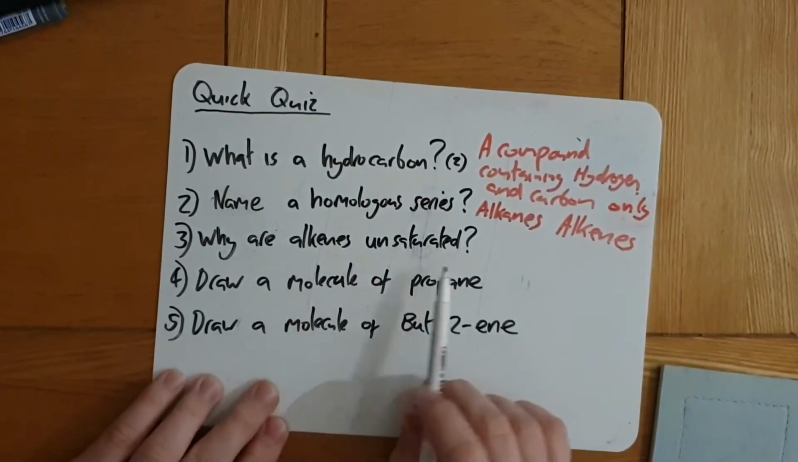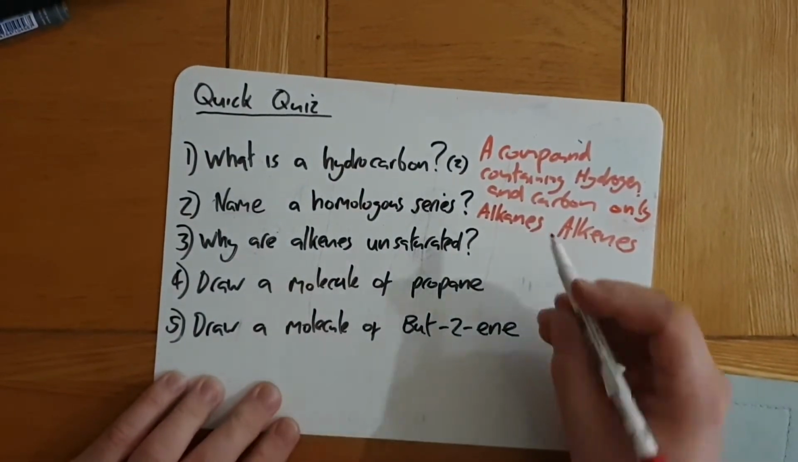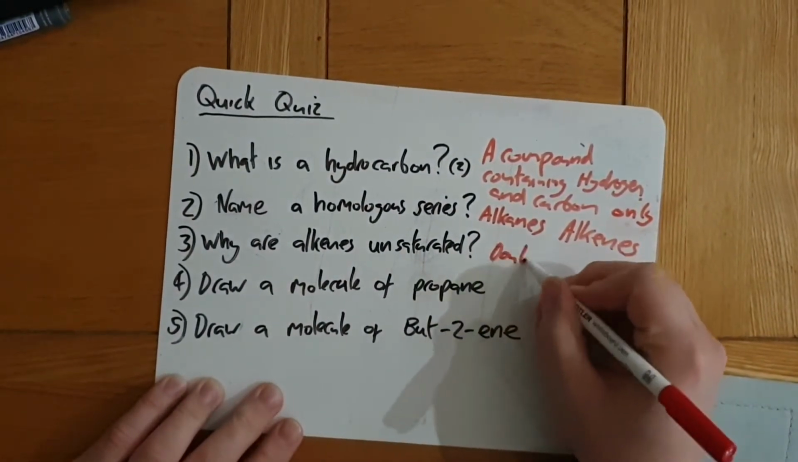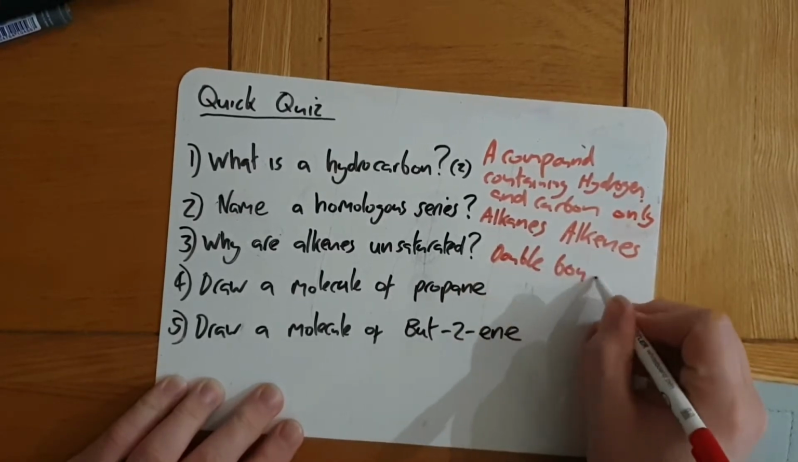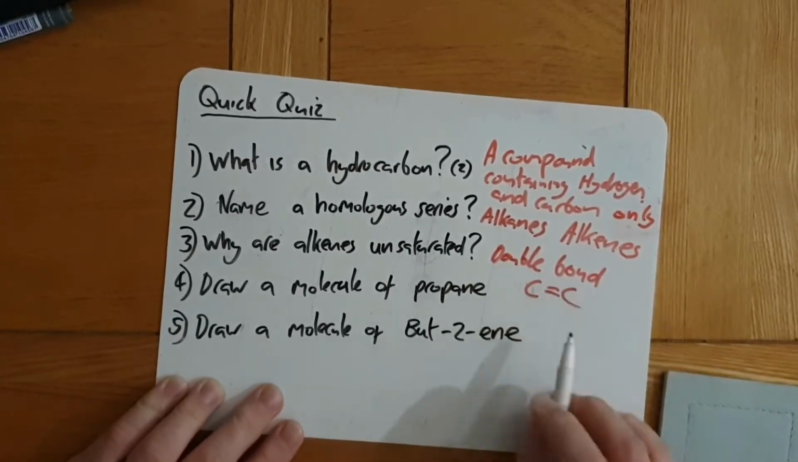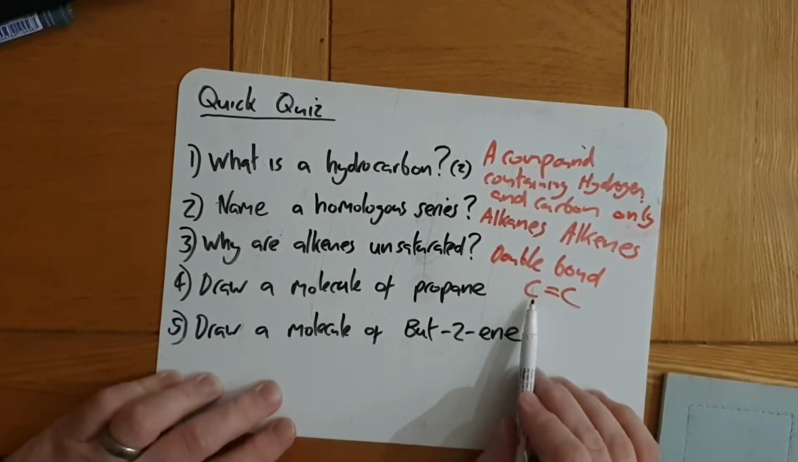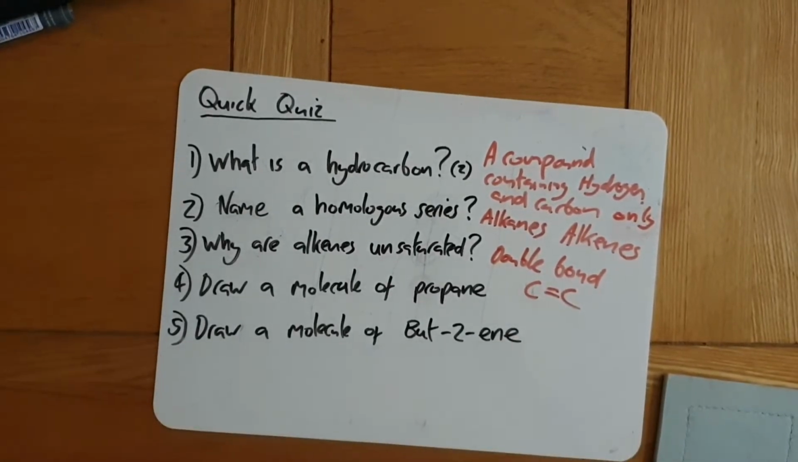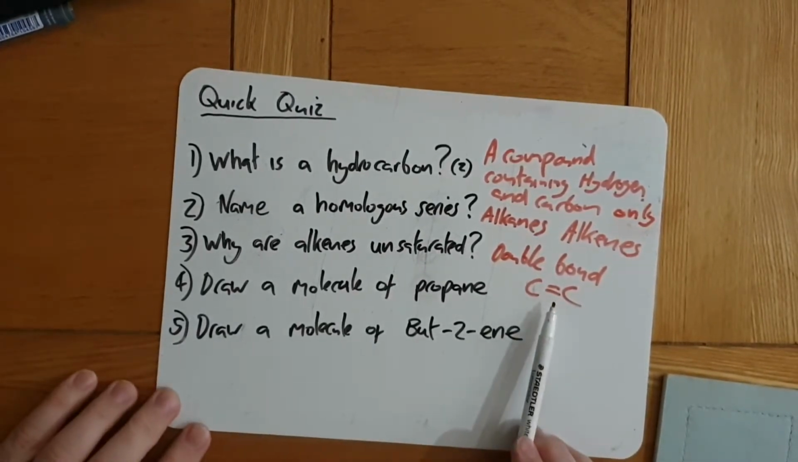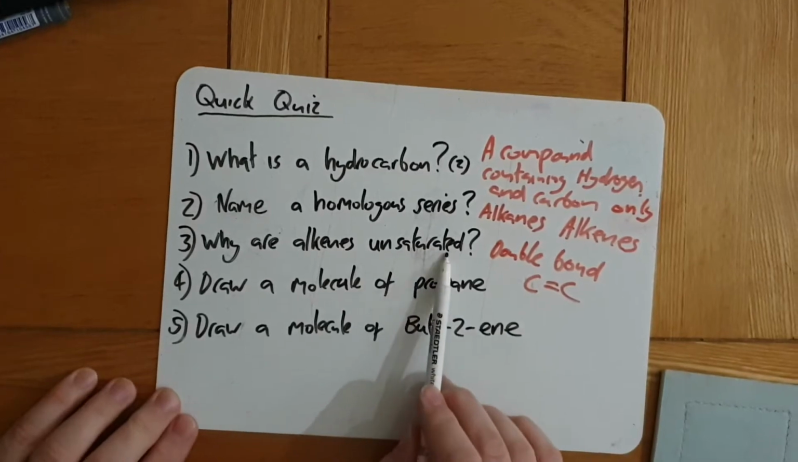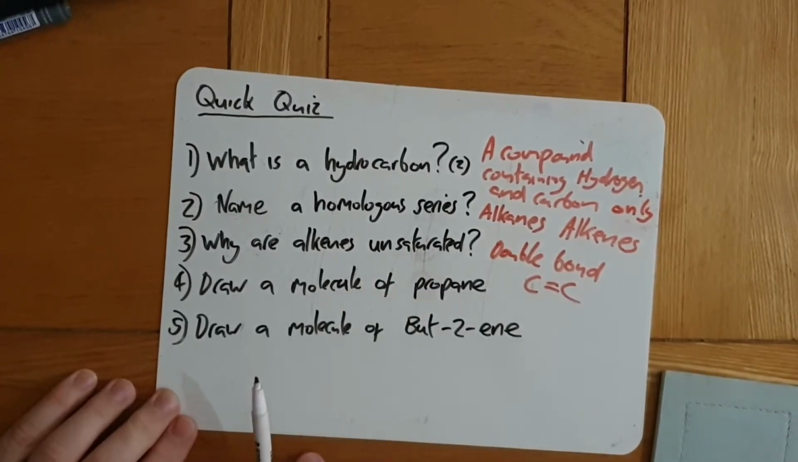Why are alkenes unsaturated? Because they contain a double bond. In alkenes, there's the carbon-carbon double bond, not an equal sign. That is carbon double bonded to carbon. So they're unsaturated. Saturated means there's only single bonds. Unsaturated, there's a double bond.